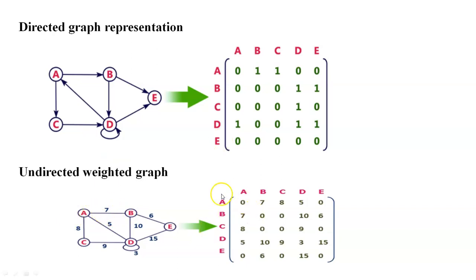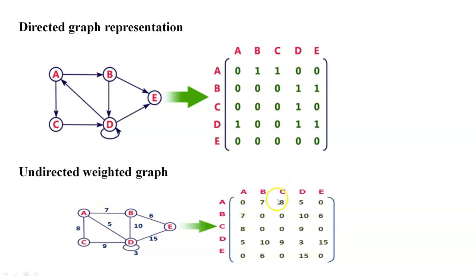So A to B, similarly the same matrix format. A to A, no loop here, so 0. Next one, A to B. A to B, yes, the connection is there, but you should not represent 1 here. Instead, you will represent the weight between A and B. So A to B, you are going to represent it as 7. The cost or weight shown in the graph, you are going to write here as it is.